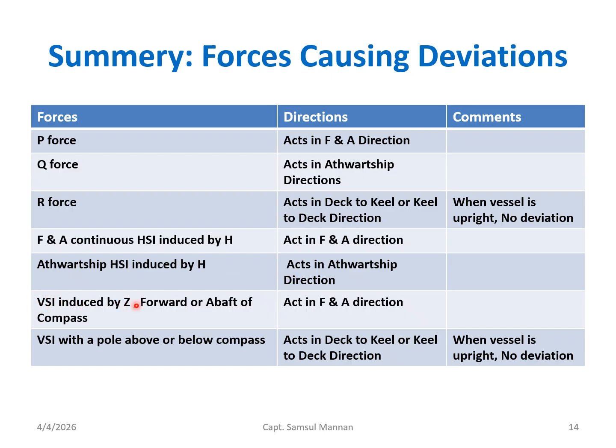Vertical soft iron induced by Z forward or above the compass acts in a fore and aft direction, and vertical soft iron with the pole above or below the compass acts in deck to keel or keel to deck direction. When the vessel is upright, there will not be any deviation at all.